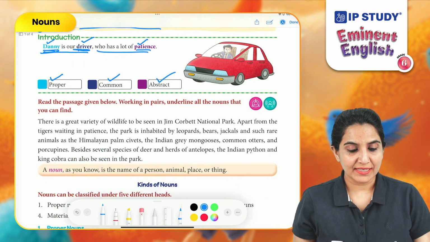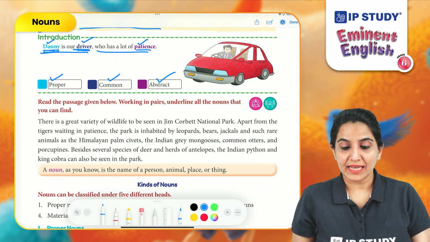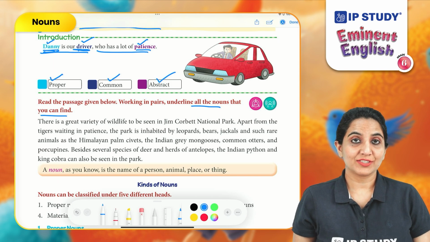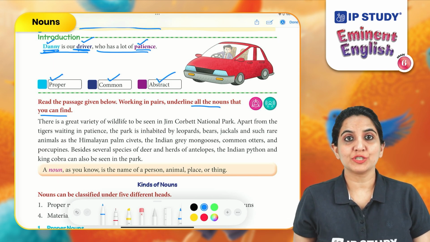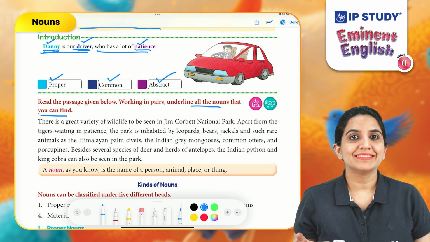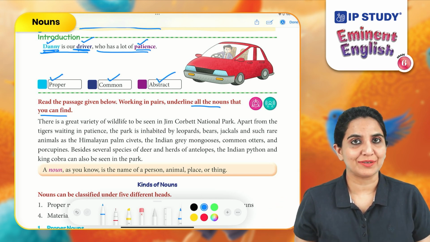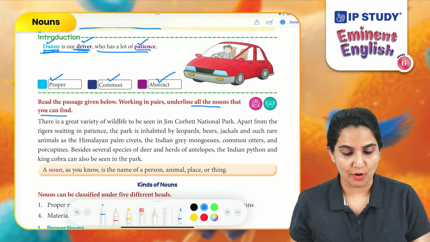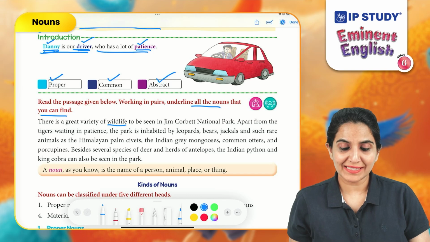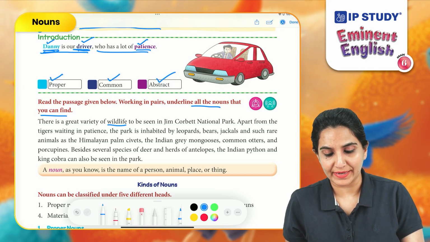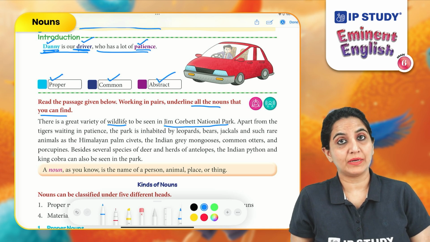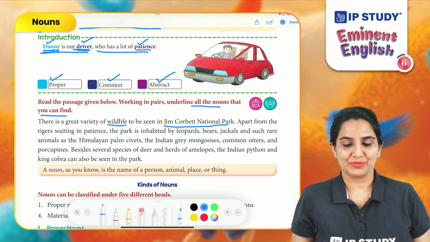Let us read this passage and underline all the nouns that we can find. So, before we start reading this passage, please remember, nouns are the naming words. No nouns, no naming words. So, let us find nouns in this passage. There is a great variety of wildlife to be seen in Jim Corbett National Park. So, wildlife and Jim Corbett National Park are nouns.